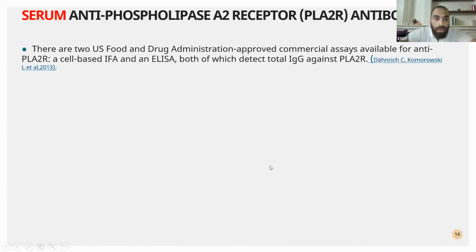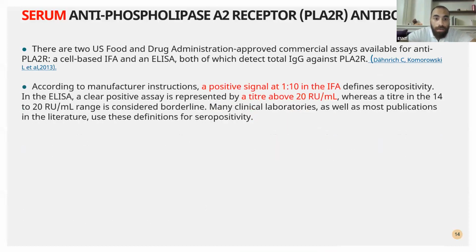Regarding serum, there are 2 forms approved by the Food and Drug Administration for screening for anti-phospholipase. We have what is called the cell-based immunofluorescent assay, and we have ELISA. According to the manufacturer instructions, indirect immunofluorescence is stated as a positive signal if the titer is above 1 to 10. And for ELISA, it's considered positive if the titer is more than 20 relative units per milliliter, borderline if it's from 14 to 20, and below 14 it's considered negative.